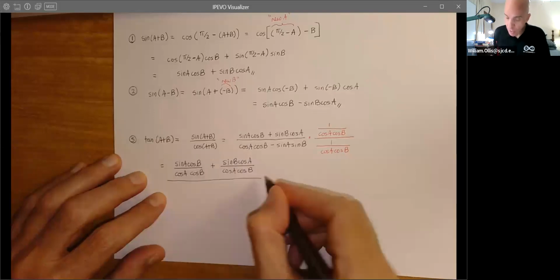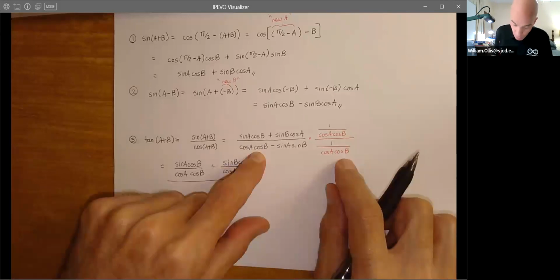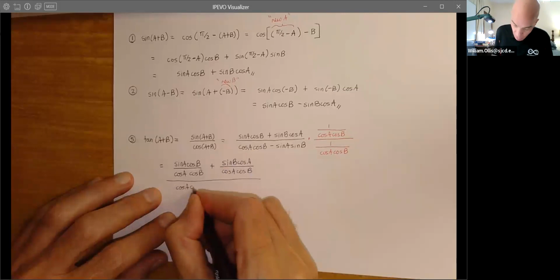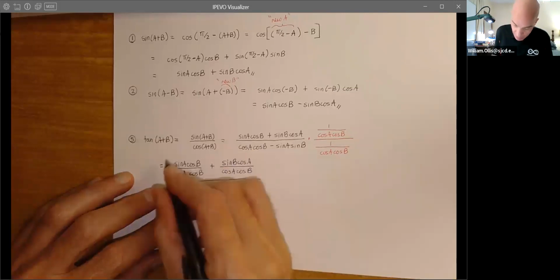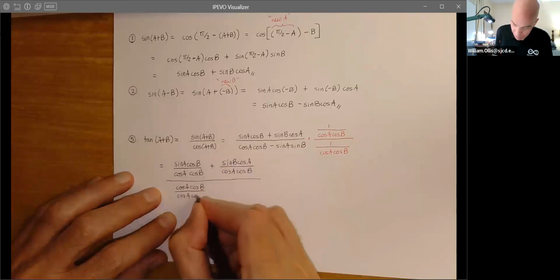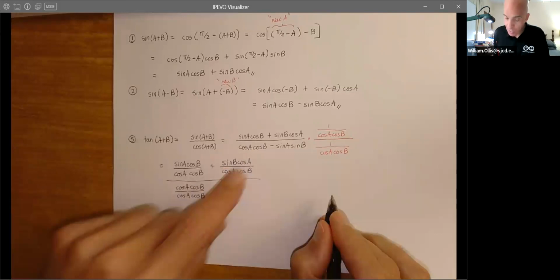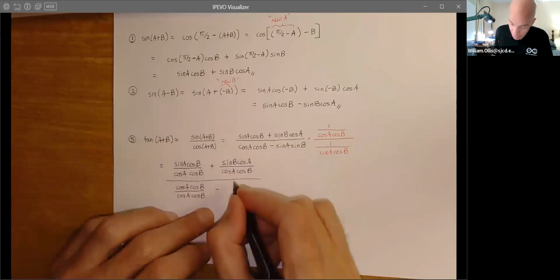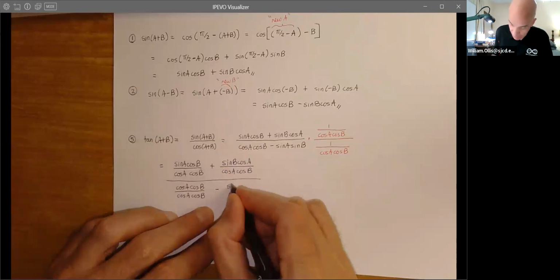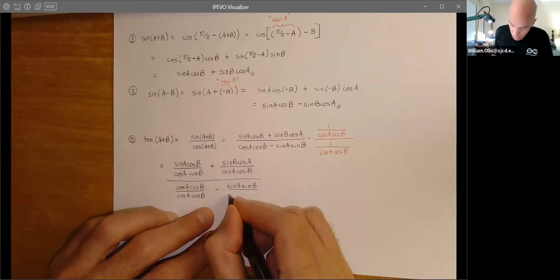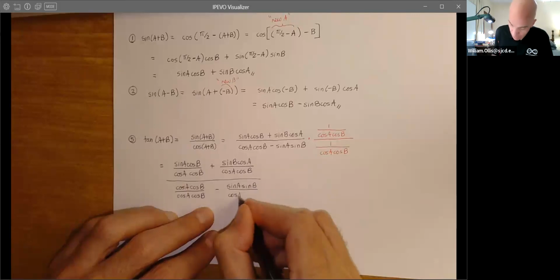And then downstairs, obviously, these will absorb, but I'll go ahead and write it. Cosine A cosine B. We'll do this one for number 5, but the other one you can do. It's the same procedure, so we won't have to repeat this. So divide cosine A cosine B by itself, and then minus sine A sine B over cosine A cosine B.